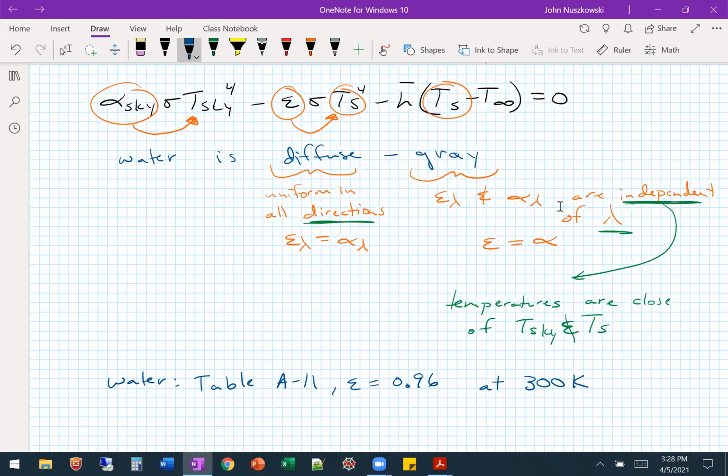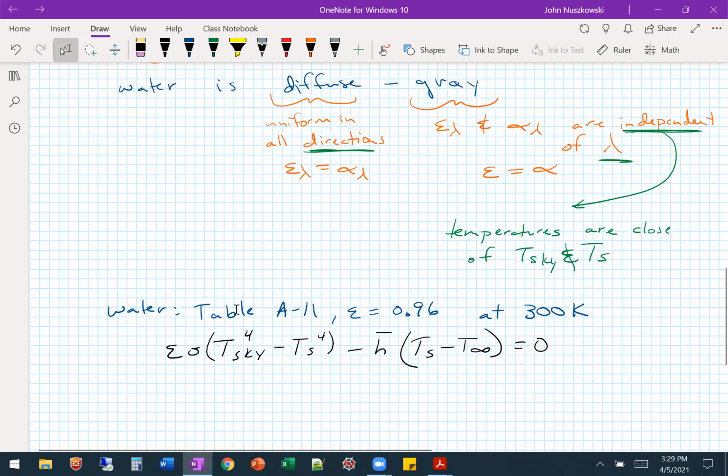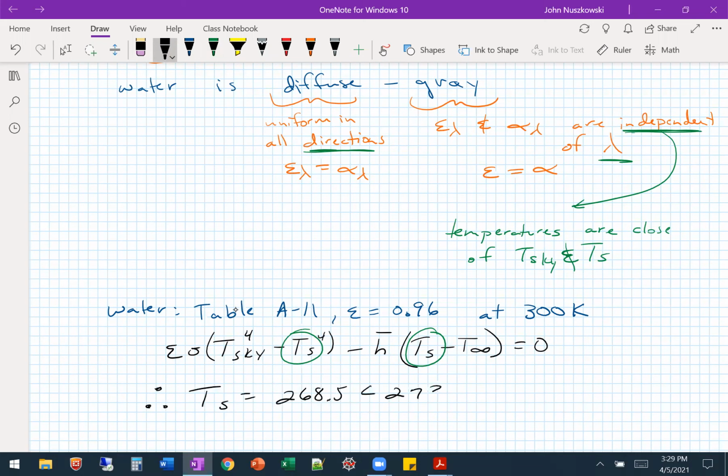So that means we have all the unknowns up here, and I can rewrite this showing what we ended up with in our equation. And now our only unknown is the temperature of the surface. So we get 268.5, which is less than 273 Kelvin. So the water will freeze.